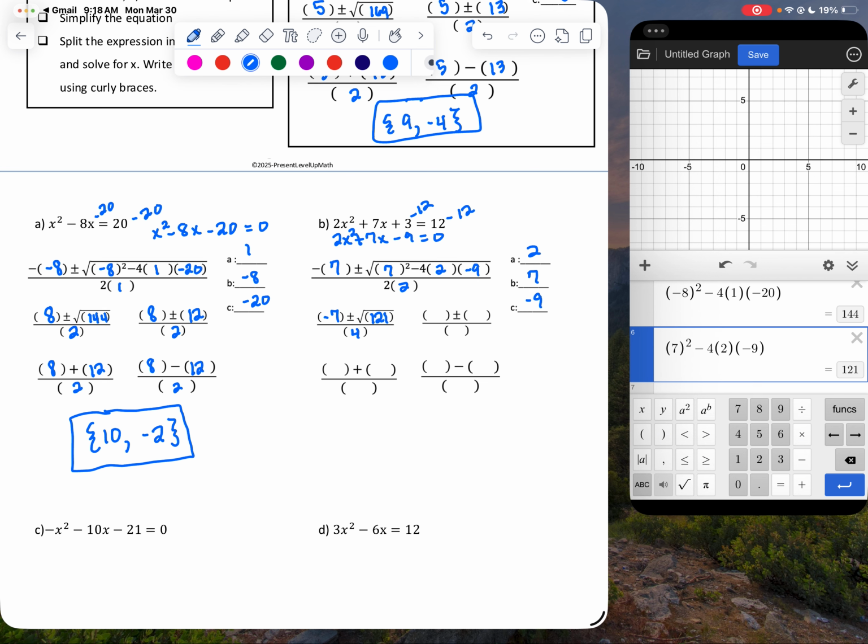Now 121 is a perfect square. The square root of 121 is 11. So this would be negative 7 plus or minus 11 over 4. Now break that apart: negative 7 plus 11 over 4, and negative 7 minus 11 over 4. Negative 7 plus 11 is 4, and 4 divided by 4 gives me 1. Negative 7 minus 11 is negative 18, and negative 18 divided by 4 will reduce to negative 9 over 2.